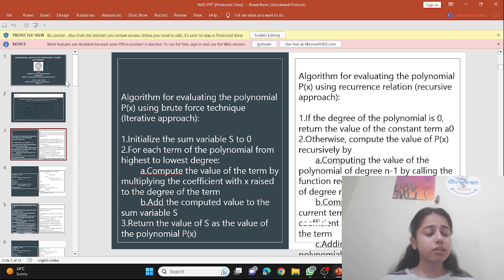Otherwise compute the value of P(x) recursively by either computing the value of the polynomial of degree n minus 1 by calling the function recursively with the polynomial of degree n minus 1 as argument, or computing the value of the current term by multiplying the coefficient with x raised to the degree of the term, and third, adding the computed value to the polynomial of degree n minus 1.